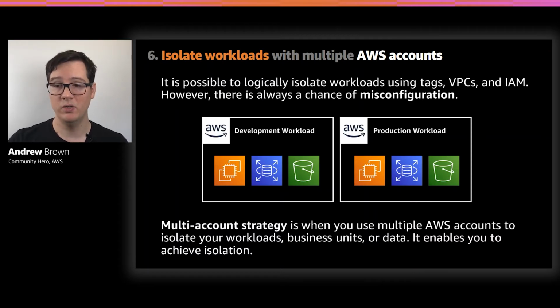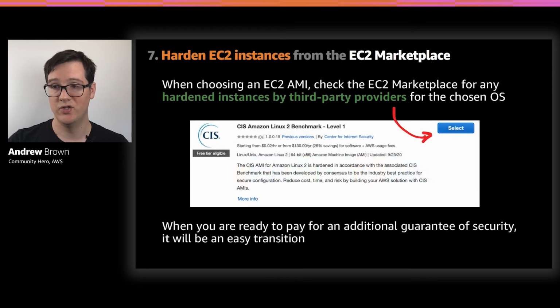And so what we can do is separate our workloads. This is called multi-account strategy. So you could have an account for development, production, business units, a security account, all sorts of things there. And if you're also wondering what the best practices are, AWS has a service called Control Tower, which will set up your account the best way possible with multi-account strategy.